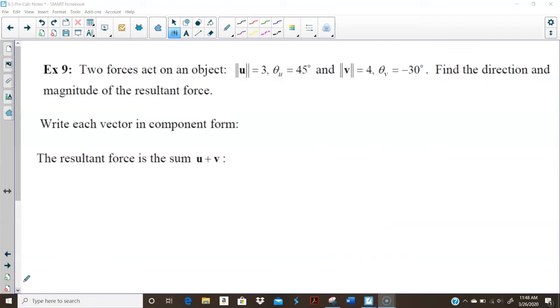Ta-da! Last example, I bet you're clapping your hands and cheering. So here we go. This is it. Last example 9, and then you're supposed to try example 10 on your own.